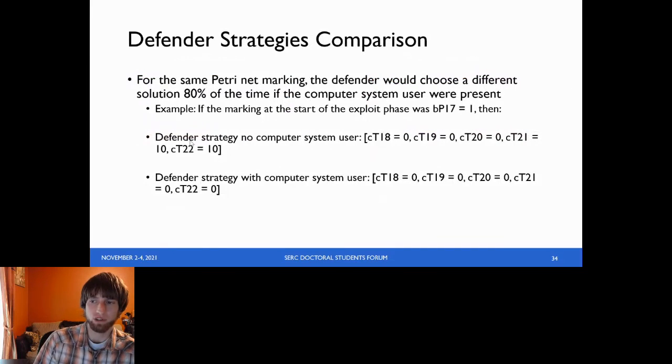Another comparison for when the computer system user is present is, as expected, if the computer system user is present in the net, the defender will choose a different strategy 80% of the time given the same state. So for example, if the marking for the exploit phase is BP17 equals 1, the defender strategy without the computer system user would be to set CT21 and CT22 to 10 and all the rest of the transitions to 0. However, if the computer system user is present, the defender decides to set all of the transitions to 0 and set none of them to 10.